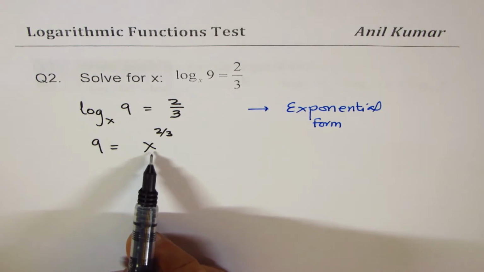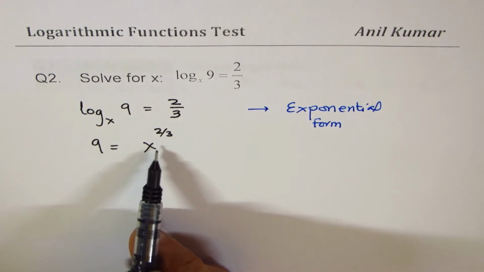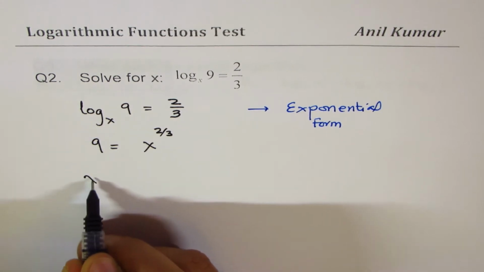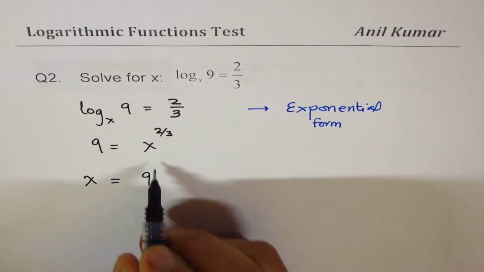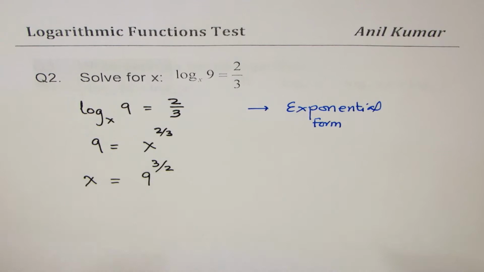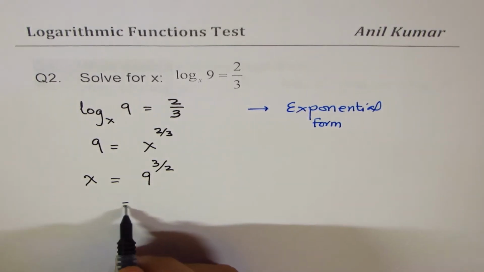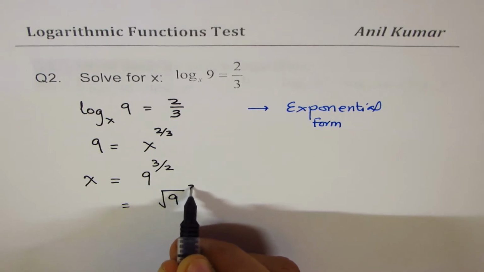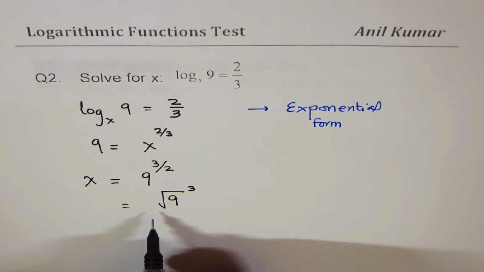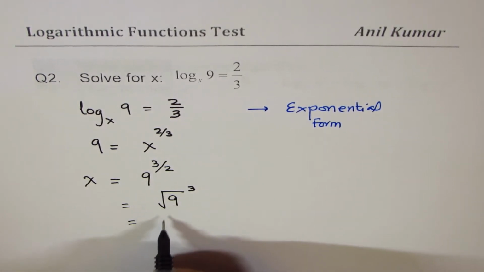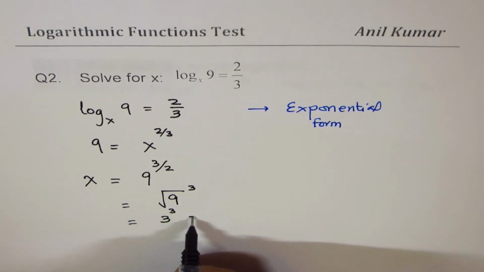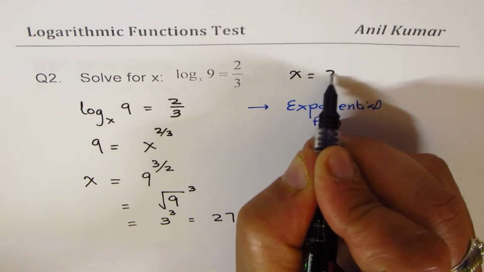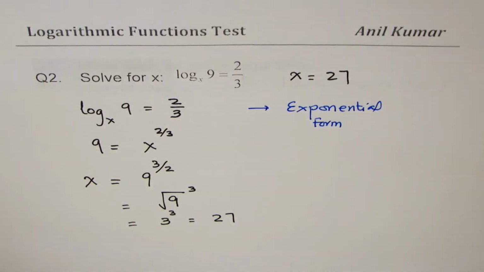And now from here, you can calculate what x is, right? So it is to the power of 2 over 3. So we can write x is equals to 9 to the power of 3 over 2. Is it okay? 9 to the power of 3 over 2. And that is to say, basically, 9 square root, and then we cube it, right? Square root of 9, as you know, is 3, and cube of 3 is 27. So the answer is x equals to 27. Is that clear?